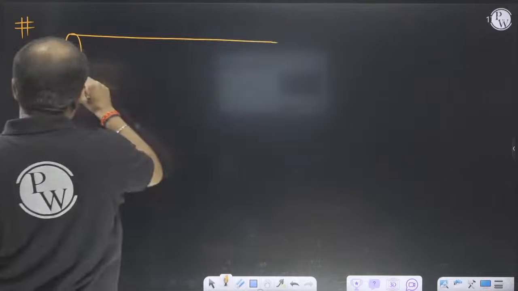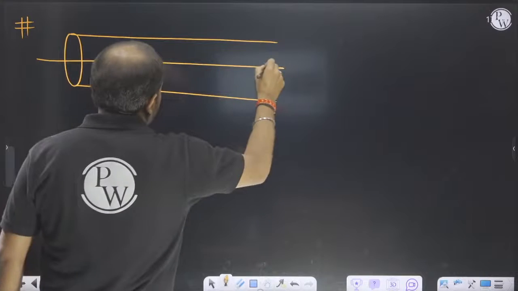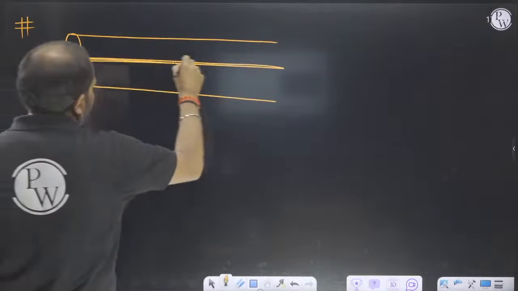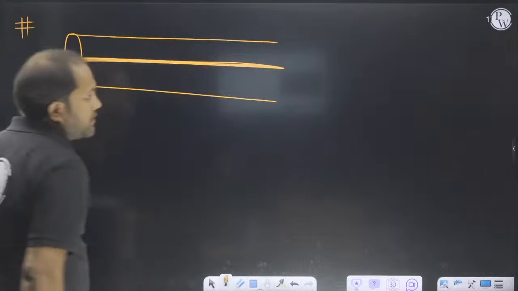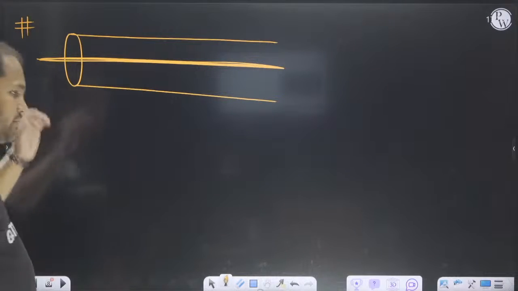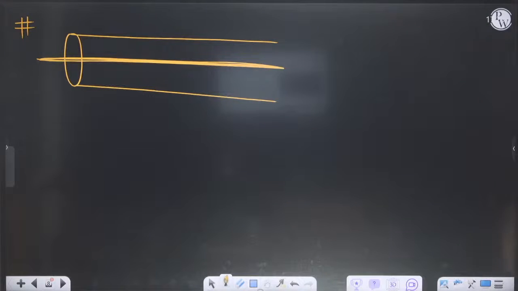Then after that, this one is a transmission line, and there is a conductor inside it. You have seen the coaxial transmission line in your life, with the conductor inside it. You have seen it in your cable or in your TV connection, this type of transmission line.